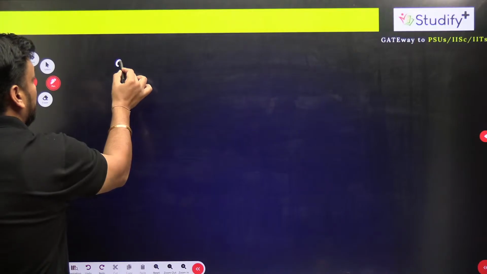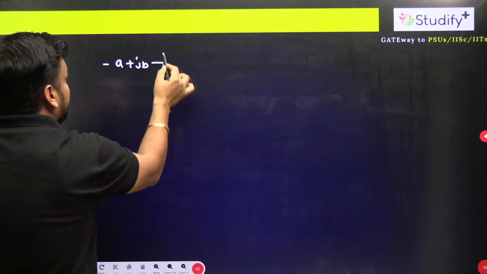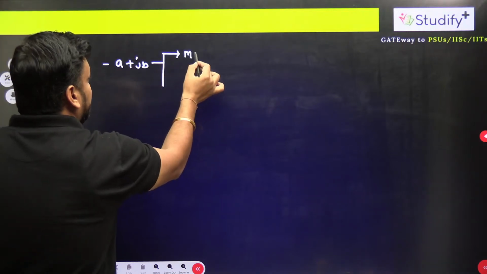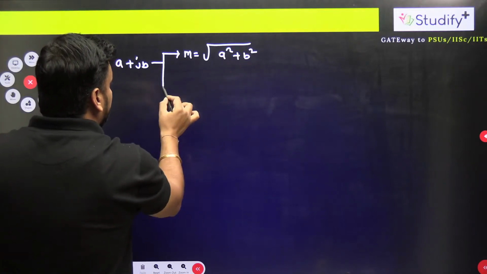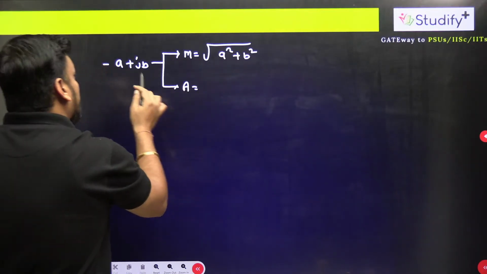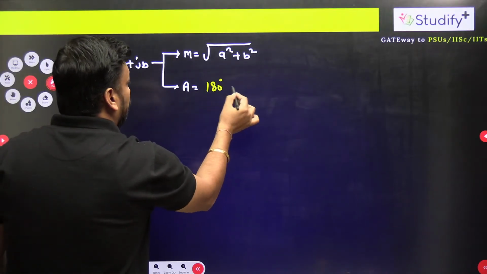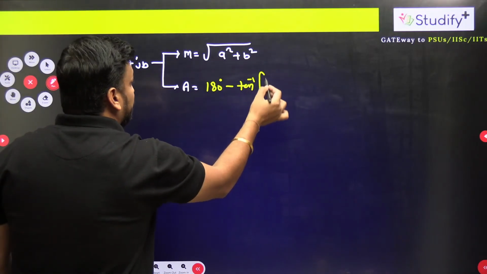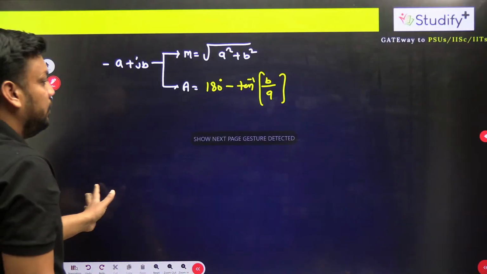So student, whenever we have minus a plus jb, what is the magnitude? As far as magnitude is concerned, it is nothing but under root of a square plus b square. Now what is the angle of this? Because real part is negative, imaginary part is positive, the angle will be 180 degree minus tan inverse imaginary upon real, that is b by a. Is this clear? Sir, crystal clear.